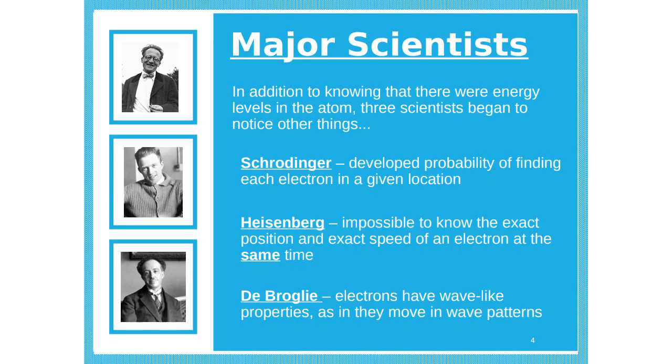There were three major scientists who began to notice some interesting things about the electrons in energy levels. Schrödinger came up with the idea that there was a probability of finding electrons in a given location. Heisenberg said that it was impossible to know the exact position and the exact speed of an electron at the same time. And then de Broglie claimed that electrons had wave-like properties and that they moved in wave patterns.